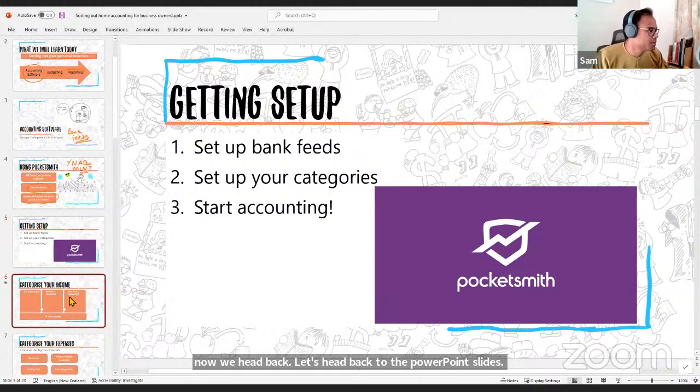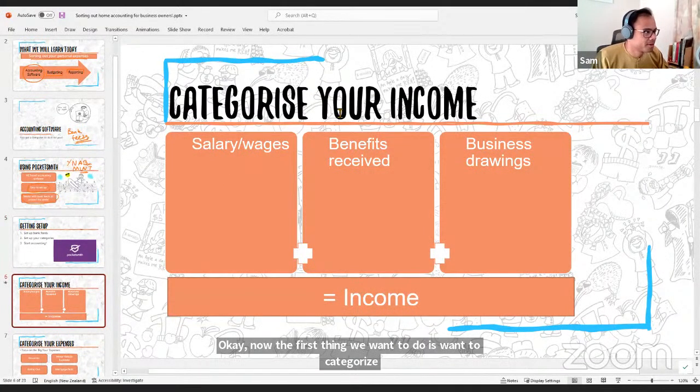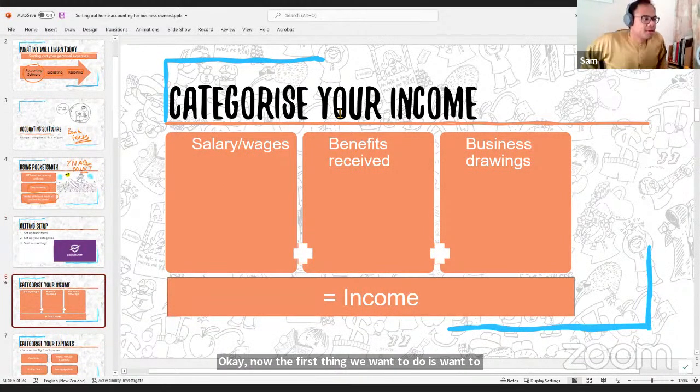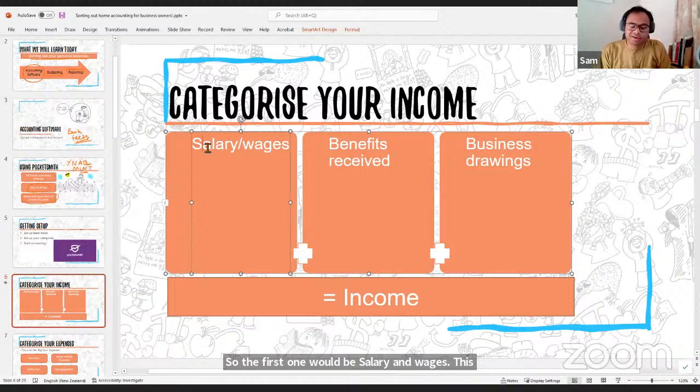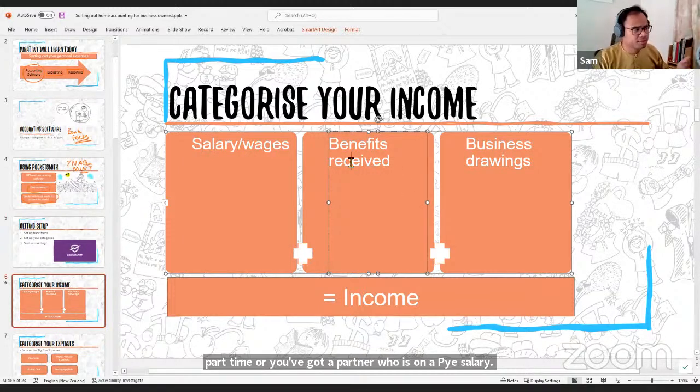Okay. Now, the first thing we want to do is categorize your income. All right. So we want to make sure that we have categories set up for income. So the first one would be salary and wages. This could be relevant, say, if you're working your business only part-time, or you've got a partner who is on a PAYE salary. That's the situation that my family is in right now. Benefits received, if you're receiving benefits from the government, or you're receiving grants, or Working for Families tax credits, for example. And of course, business drawings.